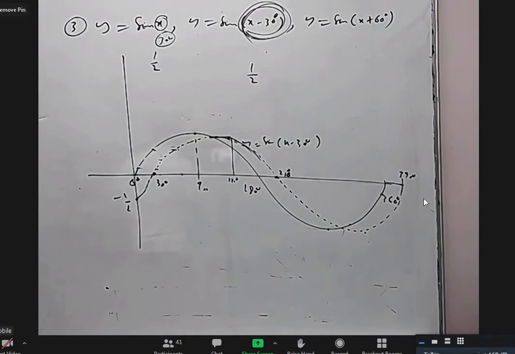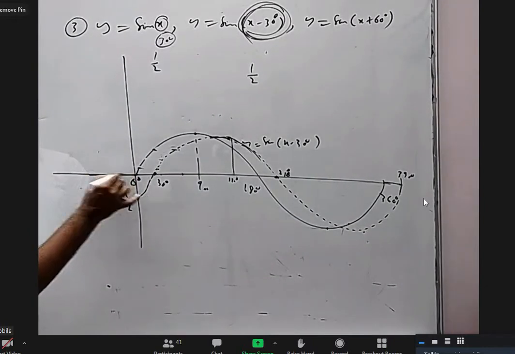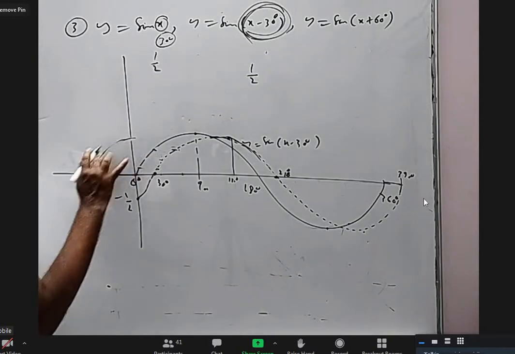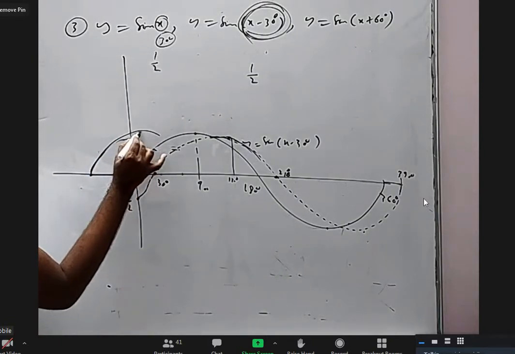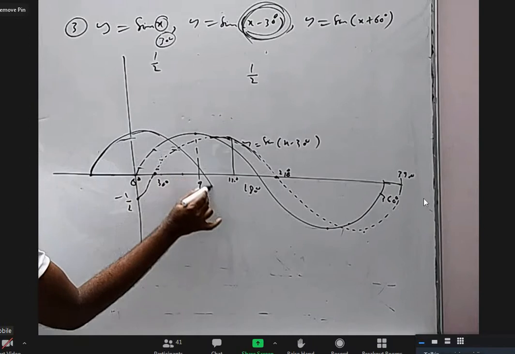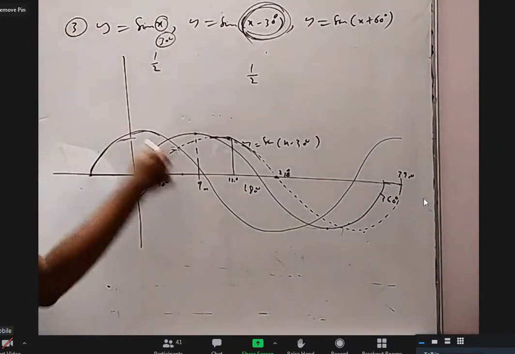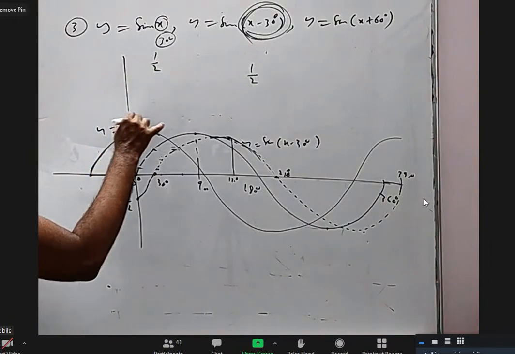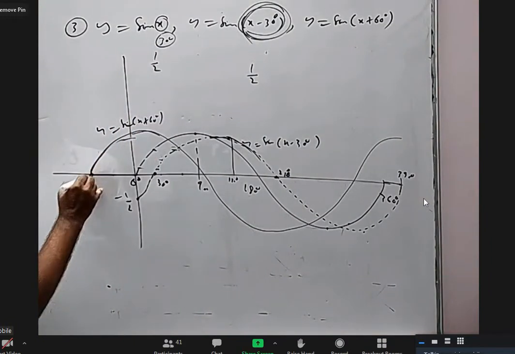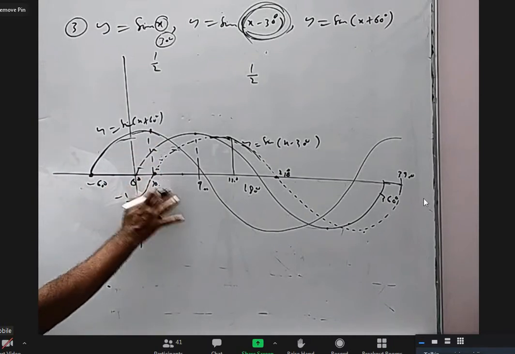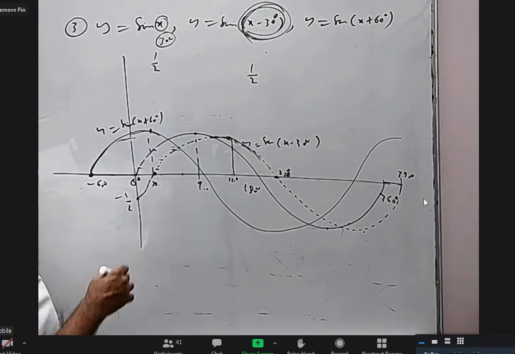Yeah, for x plus 60, we go left side, sir. Yeah, minus x plus 60. Move towards left by 60 degrees. So it is 30 here, 60 here. So it will be starting here, and then it will attain 1 a little early, and then like this. So this one is y equal to sin x plus 60, where this is minus 60, and at 30 only it will attain 1. When it will become 0 is at 150 degrees.